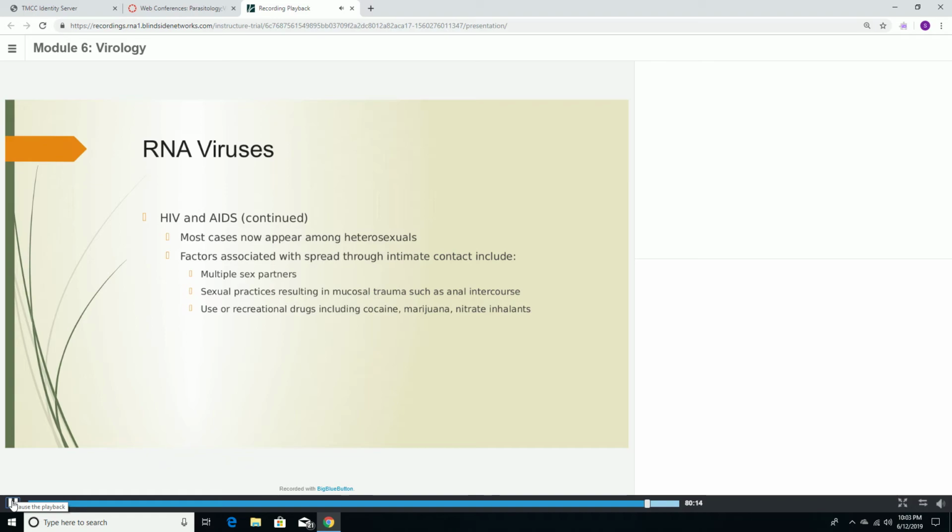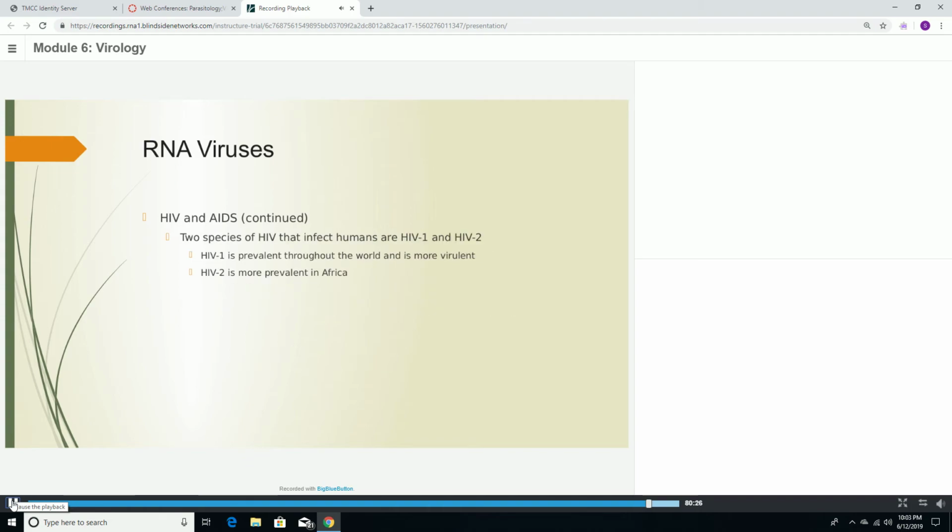Factors associated with the spread through intimate contact include multiple sex partners, sexual practices resulting in mucosal trauma such as anal intercourse, and use of recreational drugs including cocaine, marijuana, and nitrate inhalants. There are two species of HIV that infect humans, HIV-1 and HIV-2. It's important that you note the difference because, again, this is a quiz question. HIV-1 is prevalent throughout the world and is more virulent. HIV-2 is more prevalent in Africa.